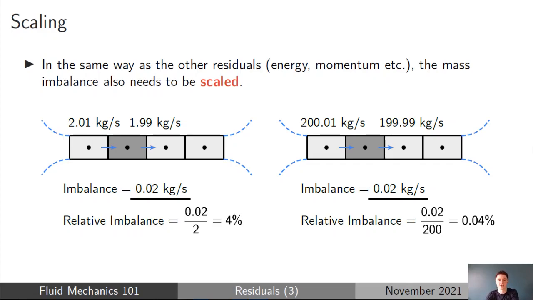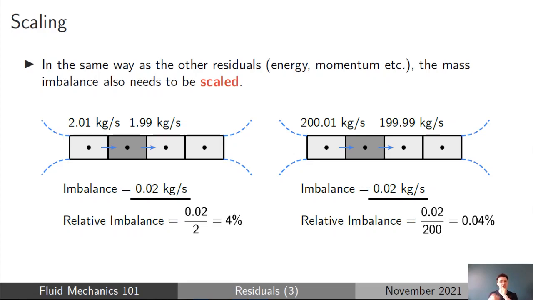And in the same way as the energy equation, I've got 2 examples for you here on the slide where both of these meshes have the same mass imbalance of 0.02 kilograms per second in that second cell in the mesh. But relative to the mass flow rate passing through the 1D channel, which is 2 kilograms per second in the case on the left and 200 kilograms per second in the case on the right, we can see that the case on the right is much closer to convergence, because the mass imbalance relative to the mass flow rate passing through that cell is much lower, only 0.04%.